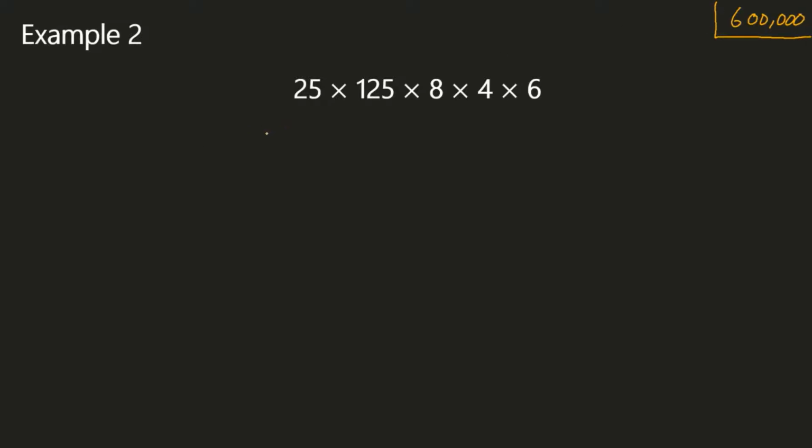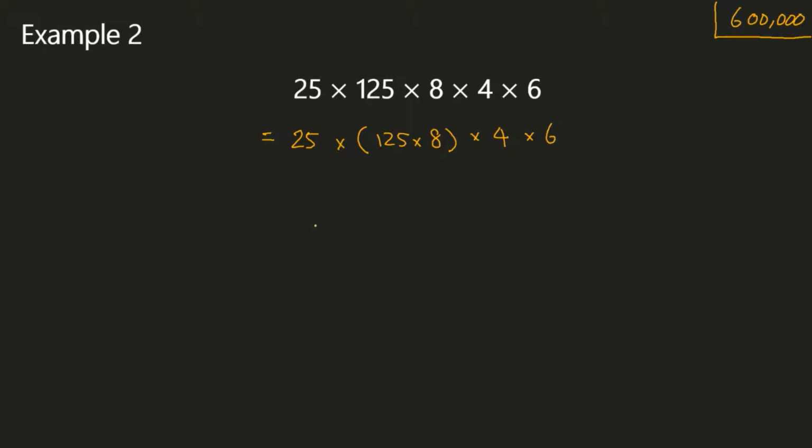So let's attempt this using associative properties. Take a look at the numbers here. You'll notice several 2-digit and 3-digit numbers. Okay. So I spotted 125 and 8. And we're going to use associative properties and group these two numbers together and compute them first. So this becomes 25 times parentheses 125 times 8 times 4 times 6.